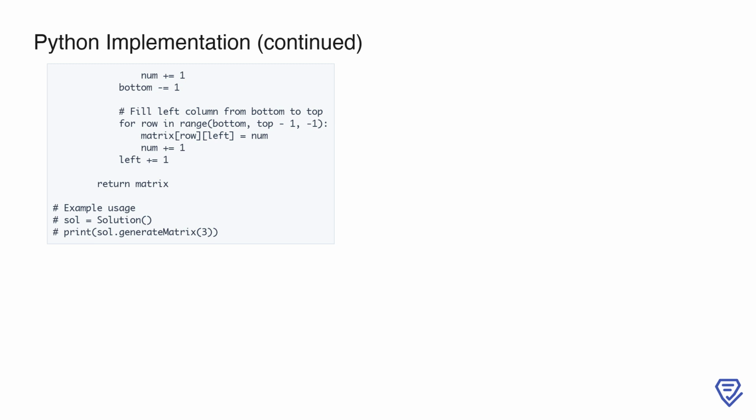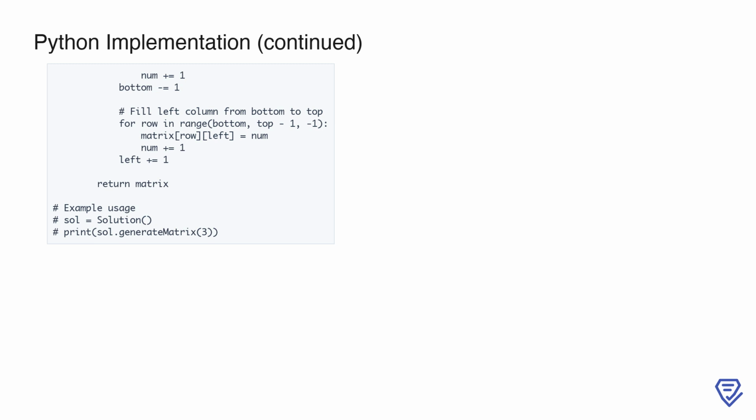After completing the left column, we adjust the left boundary by moving it inward. The loop continues this process in a spiral pattern, shrinking the boundaries inward after each layer is filled, until all numbers from 1 to n squared have been placed in the matrix. Finally, we return the completed matrix.